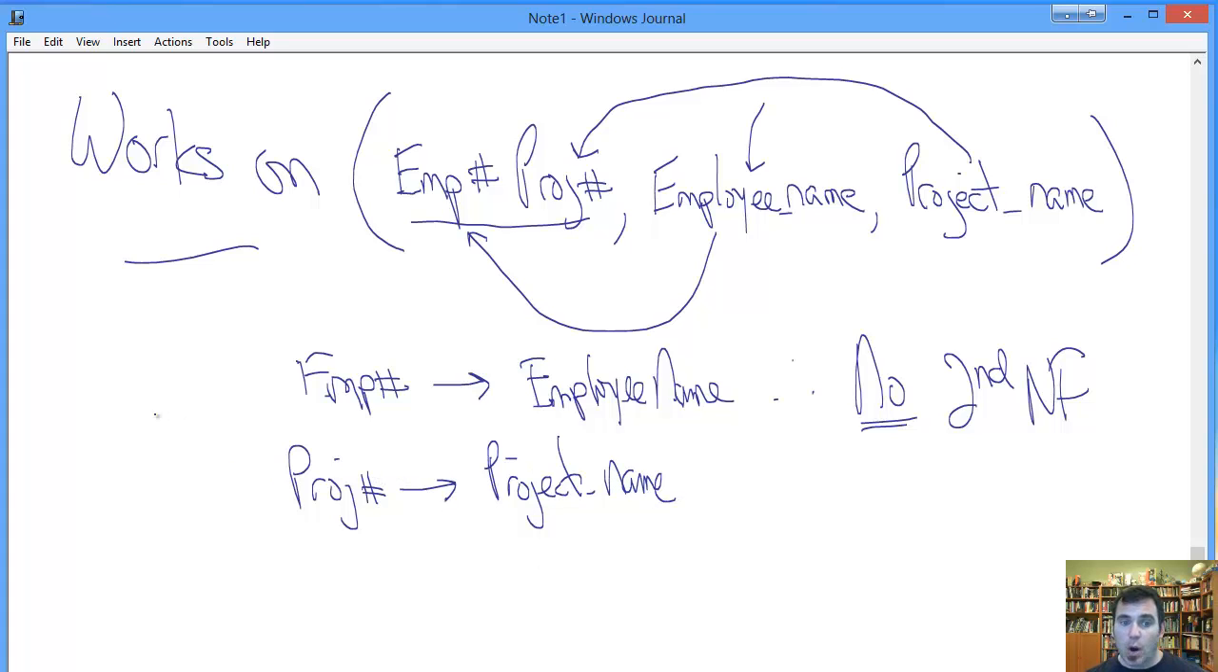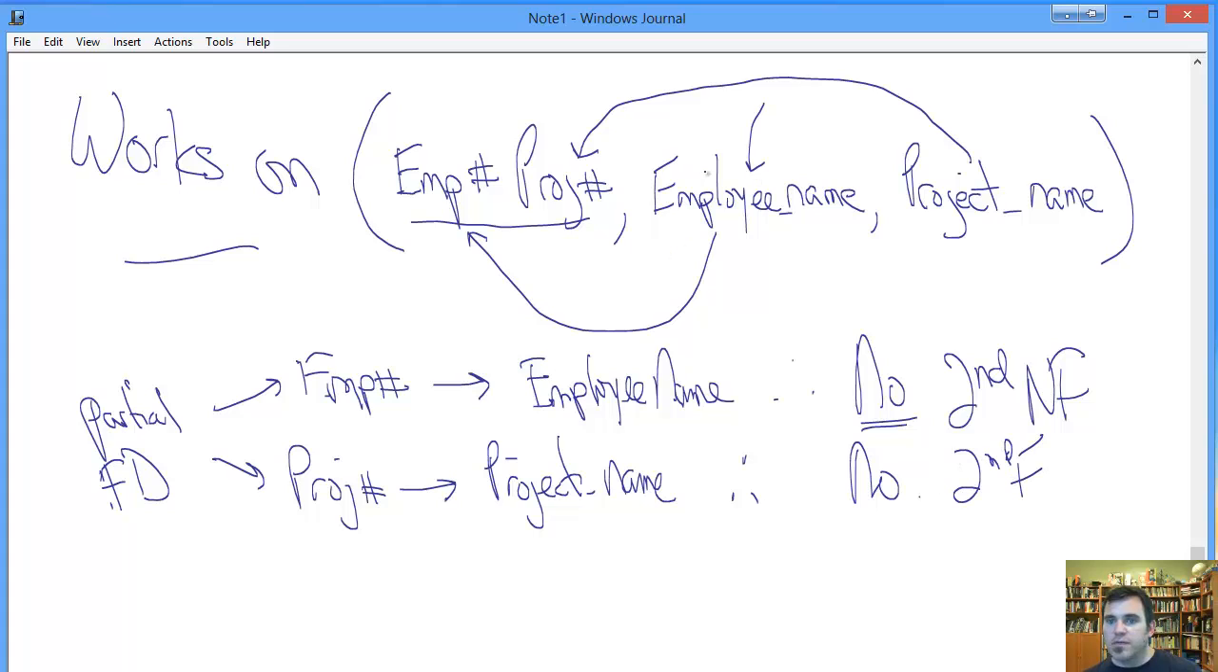So these are both partial functional dependencies. We've got this and this, both are functional. Project number alone functionally determines project name. And therefore, once again, no to second normal form. So we could get rid of this one, and we'd still have the problem because of project. We could get rid of project, and we'd still have the problem because of employee. Because we have these partial functional dependencies, or partial key dependencies, this is no to second normal form. And so we would limit it to first normal form.